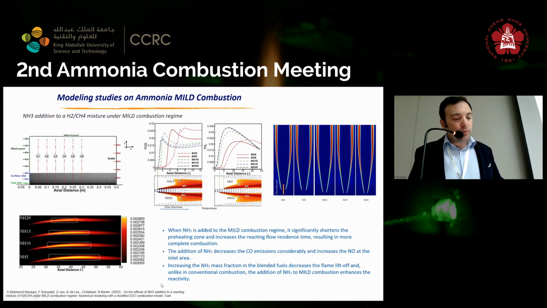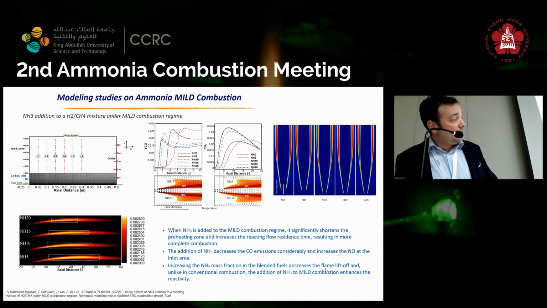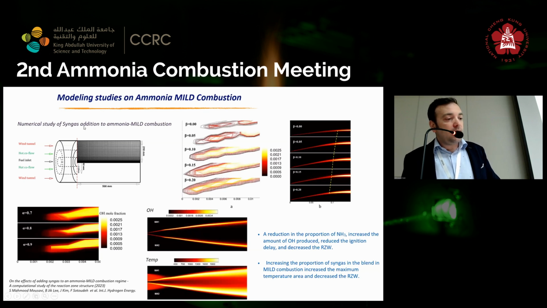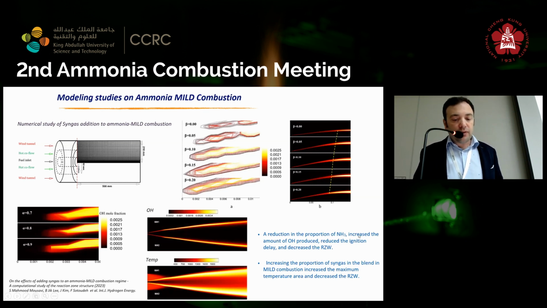There are other contributions that I reported from another group, in this case a Korean group, that simulated the addition of ammonia to a mixture of methane and hydrogen. They found that when ammonia is added to MILD combustion, it shortens the preheating zone and increases the flow residence time. In particular, by increasing the ammonia mass fraction, the flame lift-off is decreased, and the addition of ammonia provided an enhancement of the reactivity. The same group did the same by adding syngas to ammonia MILD combustion. They found that by reducing the proportion of ammonia, it's possible to increase the amount of OH produced, thus reducing the ignition delay.